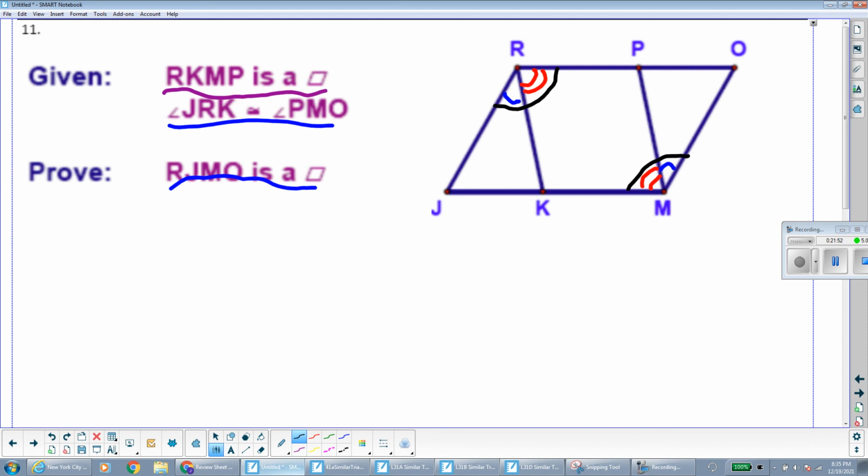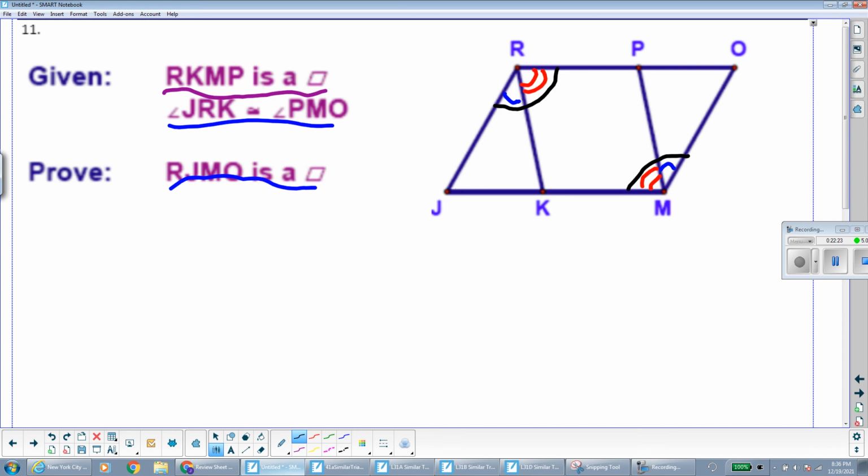Since we already were able to figure out, through the addition postulate, information about angle R and angle M, that leads me to believe we might be proving that RJMO is a parallelogram using the property that if both pairs of opposite angles are congruent, then the quadrilateral is a parallelogram. If we were going to use that property, that would involve us getting information about angle J over here and angle O over here.